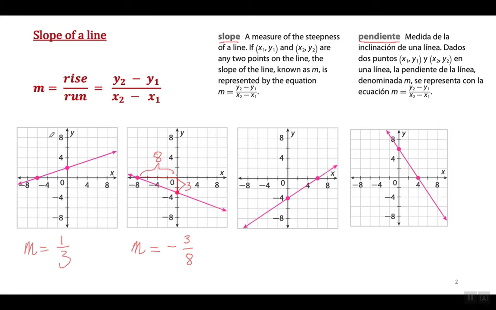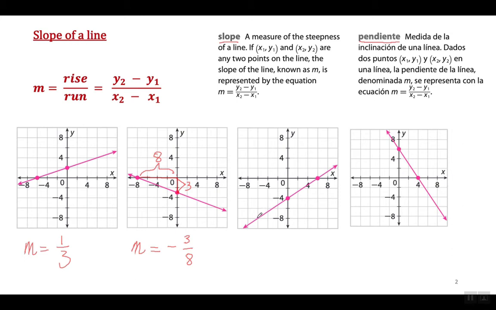La línea se mira de izquierda a derecha. Si va para arriba la línea, el slope va a ser un número positivo. Si va para abajo de izquierda a derecha, el slope va a ser un número negativo. Así que este va para arriba de izquierda a derecha, así que el slope va a ser positivo. Y este va para abajo de izquierda a derecha, así que el slope va a ser negativo.